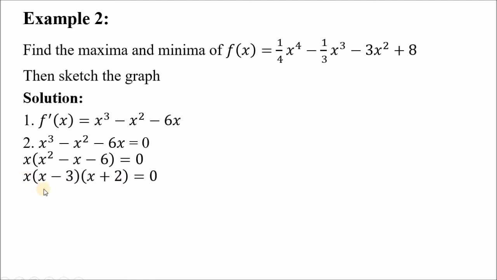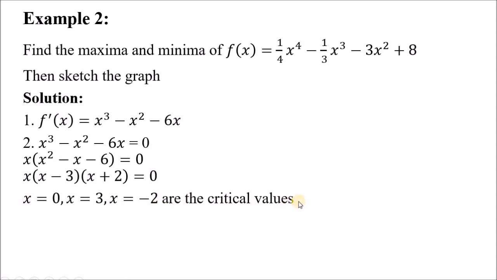I have 1, 2, 3 roots in this case. So I'm going to solve for x's. If I put x equal to 0, I will get x equal to 0. If I put x minus 3 equal to 0, I will get x equal to 3. If I put x plus 2 equal to 0, I'm going to get x equal to negative 2. So basically, I will have 1, 2, 3 critical values.